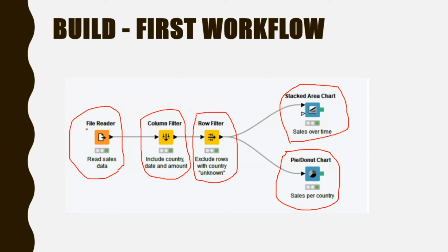The CSV reader helps us read the file, and the column filter will help us streamline which columns we require for processing our application. The row filter helps us cleanse our data, so unknown data can be deleted. For cleansing we can use this row filter, and then for visualizing the output we are going to use this stacked area chart and pie donut chart.